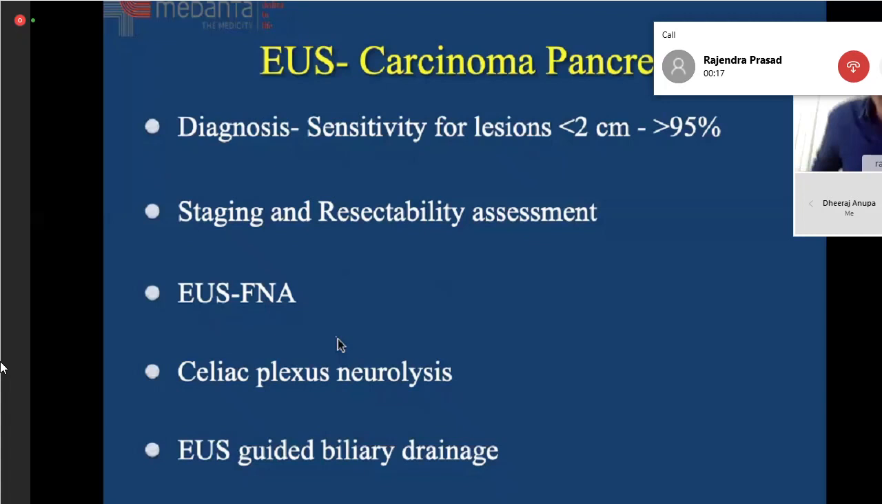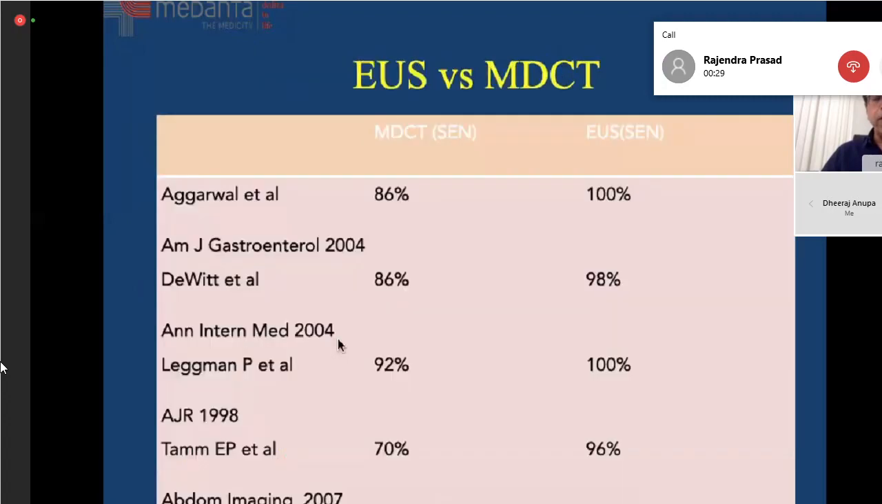It's possible to take FNA, celiac plexus neurolysis, and biliary drainage. As I said, EUS is better for small lesions. For lesions of 2 or more than 2 centimeters, CT scan is equal for detection.